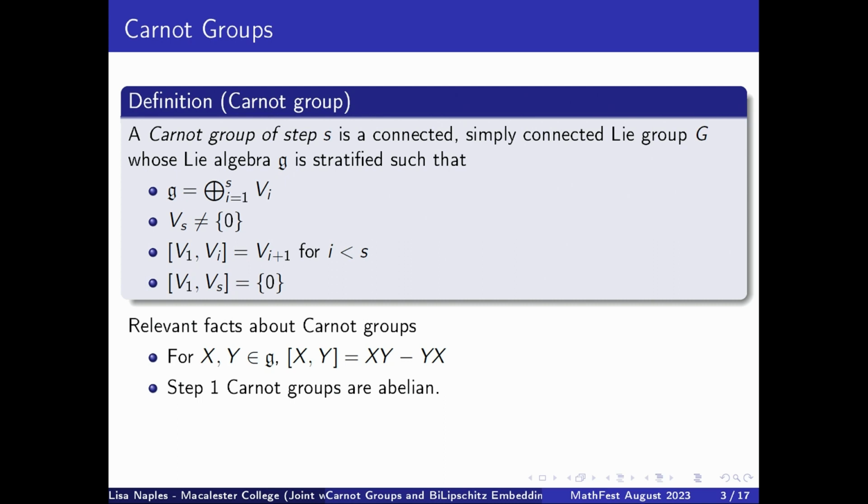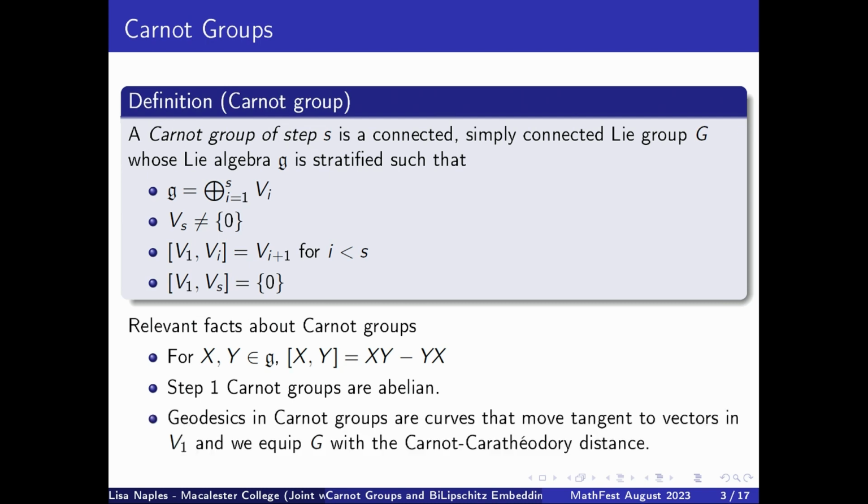Another thing to note is that step 1 Carnot groups are abelian, so step 1 Carnot groups can just be thought of as Rn. And so those will maybe not be as interesting for our particular talk. Another thing to note is that geodesics in the Carnot group are curves that move tangent to vectors in V1, and we equip our Carnot group G with the Carnot-Carathéodory distance.